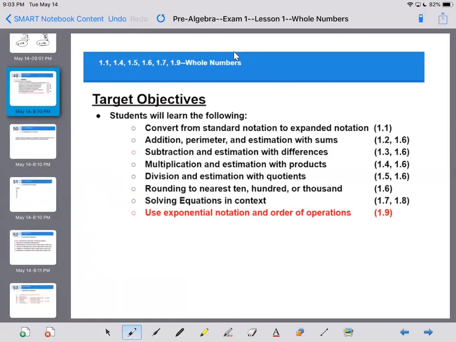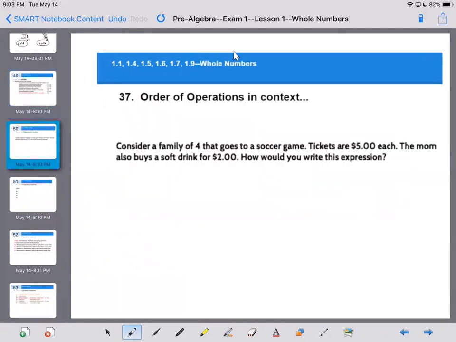Now let's look at exponential notation and order of operations. So with the order of operations in context, we've got a family of 4 that goes to a soccer game. Tickets are $5 each. Family of 4. That's going to be $20.